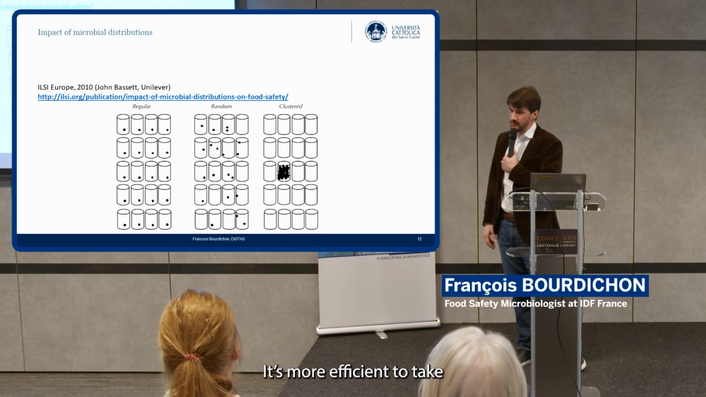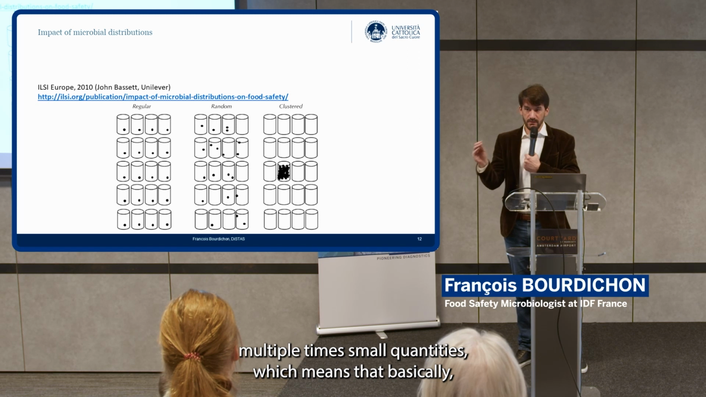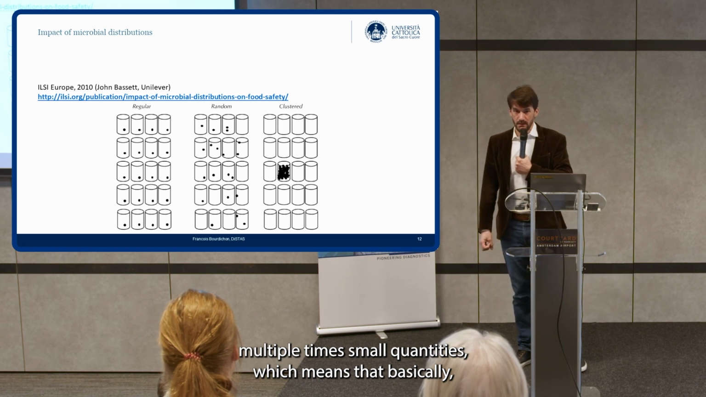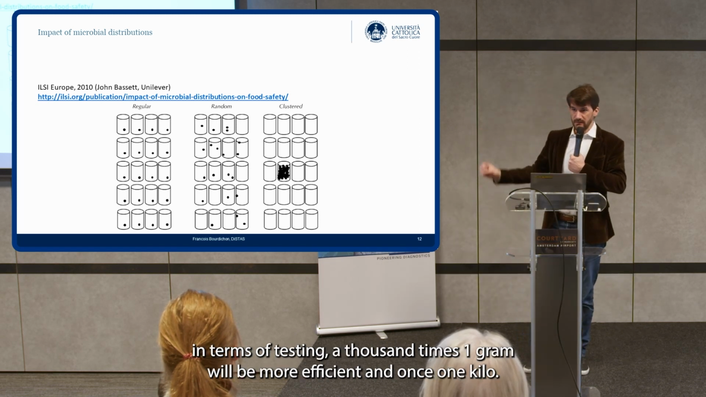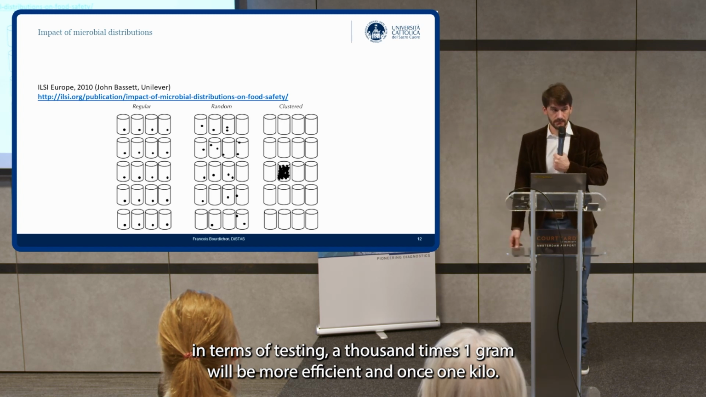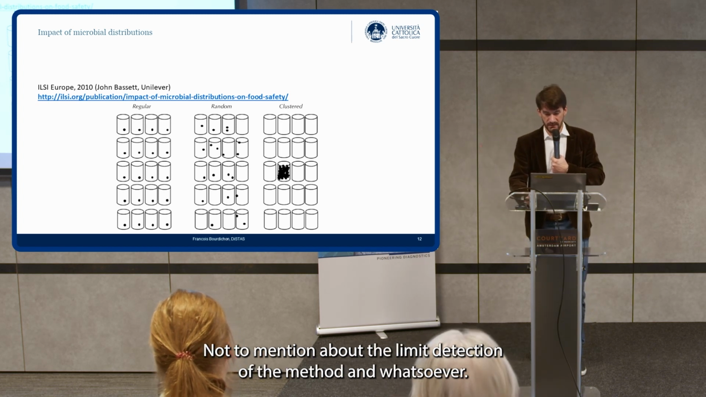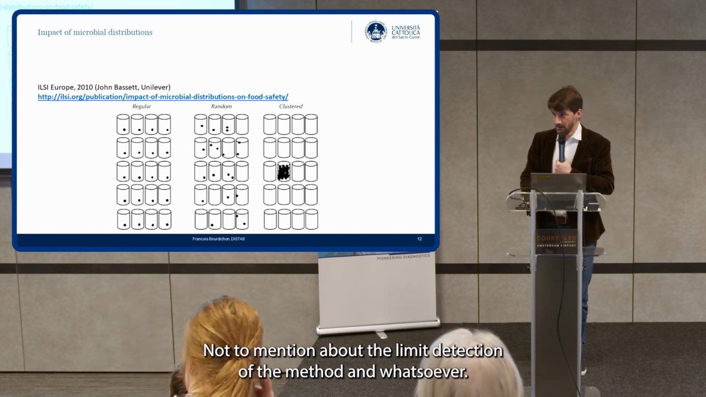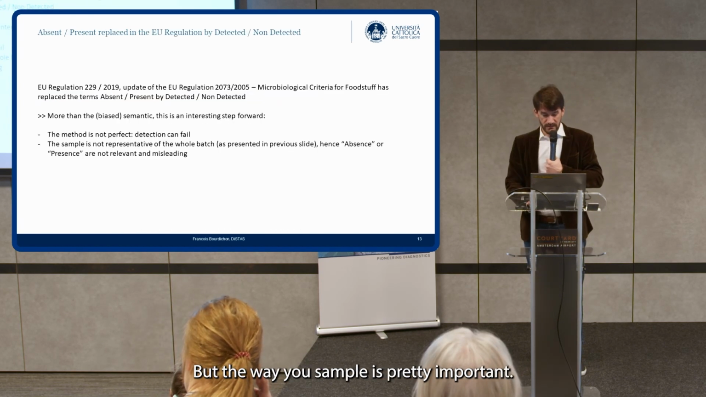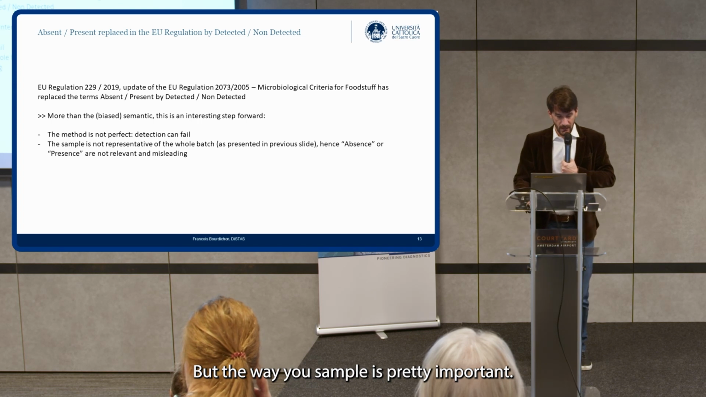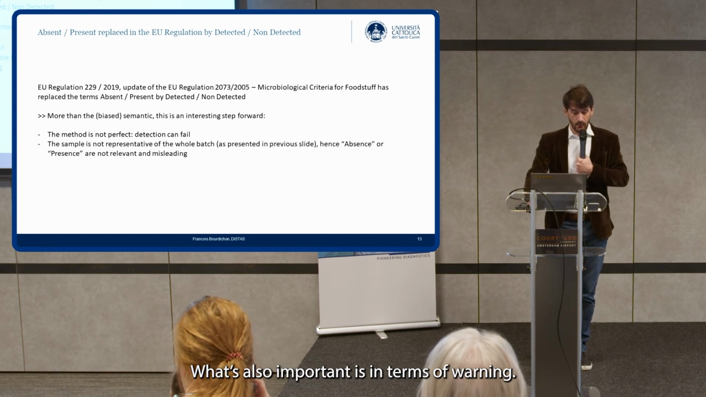It's more efficient to take multiple times small quantities, which means that basically in terms of testing, 1,000 times 1 gram will be more efficient than once 1 kilo. Not to mention about the limit of detection of the method and whatsoever. But the way you sample is pretty important. What's also important is in terms of wording.